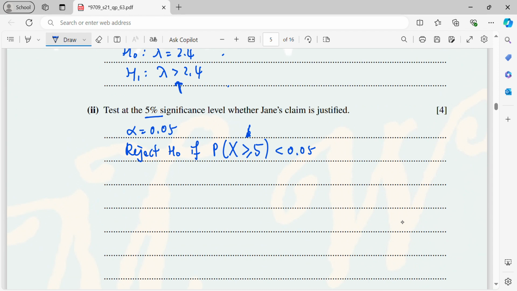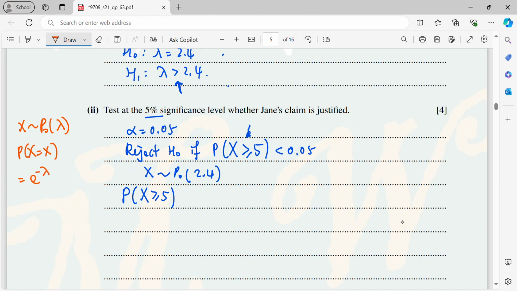Because we know that now your X is basically Poisson distributed with mean 2.4. Okay, 2.4. And now for the probability of X at least 5, for Poisson distribution, this is the formula. P(X = x) equals e to the minus lambda times lambda to the power x over x factorial, with x starting from 0 until infinity. So at least 5 means 5 onwards until infinity. We have difficulty in calculating that probability. Therefore, I will use total probability 1 minus all previous probabilities.